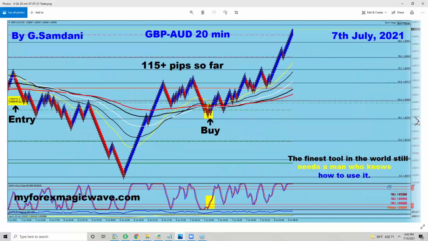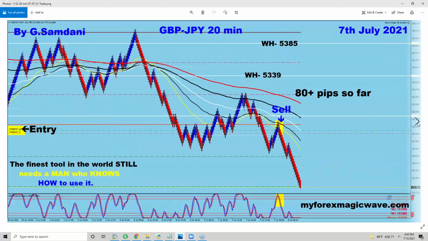And here, GBPAUD went up because of the Aussie. The Aussie is weak because of the lockdown. Aussie is getting weaker badly, and it has been for a couple of weeks now, I guess, right? So Aussie pairs, like EURAUD and GBPAUD, are going up because of the weakness in the Aussie. And this is on the 7th.